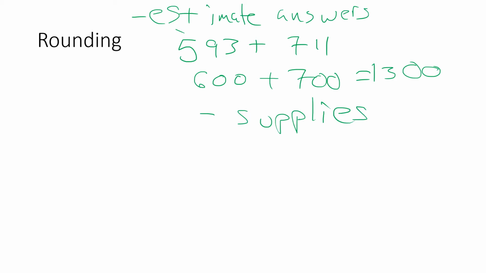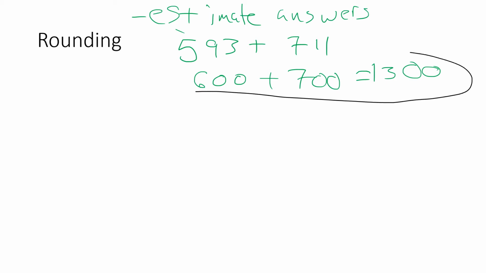And you want just an estimate of how much of everything you have. Maybe you want to give an estimated answer for how much a procedure might cost. There are so many reasons why you would want to be able to round numbers. It's particularly helpful when you're trying to figure out what an answer should be close to. 600 plus 700 is close to 1300.